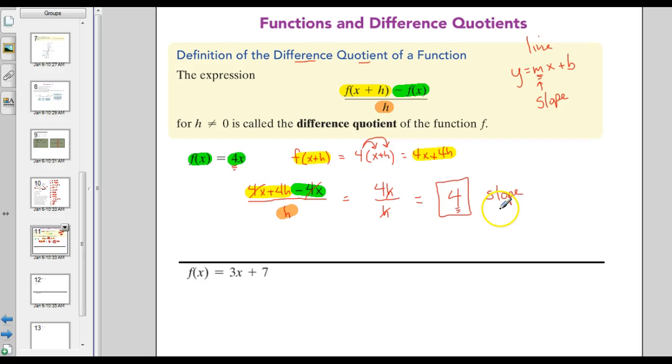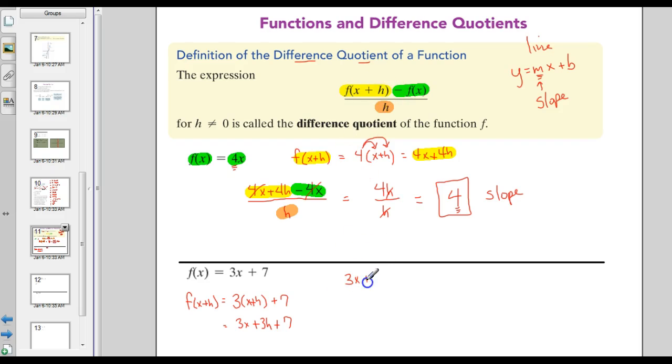So the question is, do you think that'll always happen? Do you think the difference quotient for a line will always be the slope? Well, here's another line. Let's see what happens. First we need to find f of x plus h, which would be, it triples the input, so the input's x plus h, triples the input, then it adds 7. So distribute, we get 3x plus 3h plus 7. That is f of x plus h. So I'm going to plug that in right here.